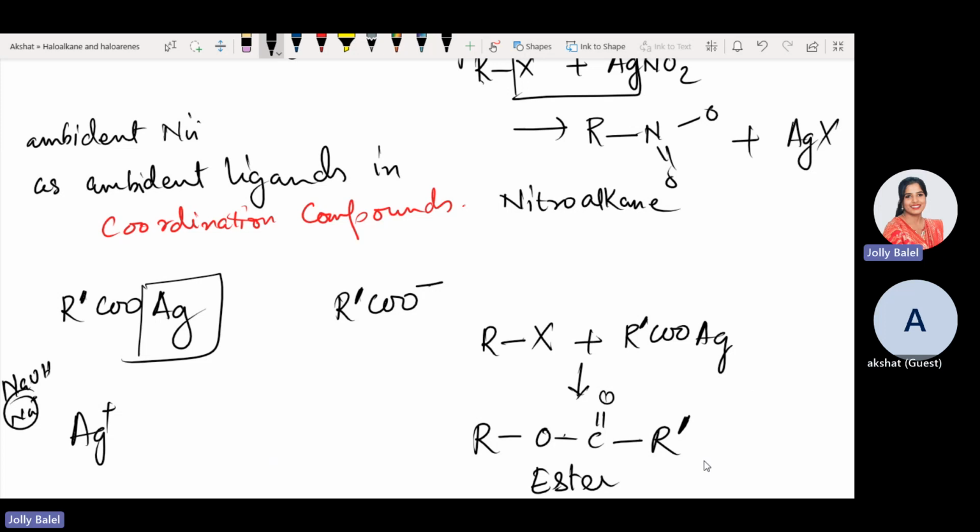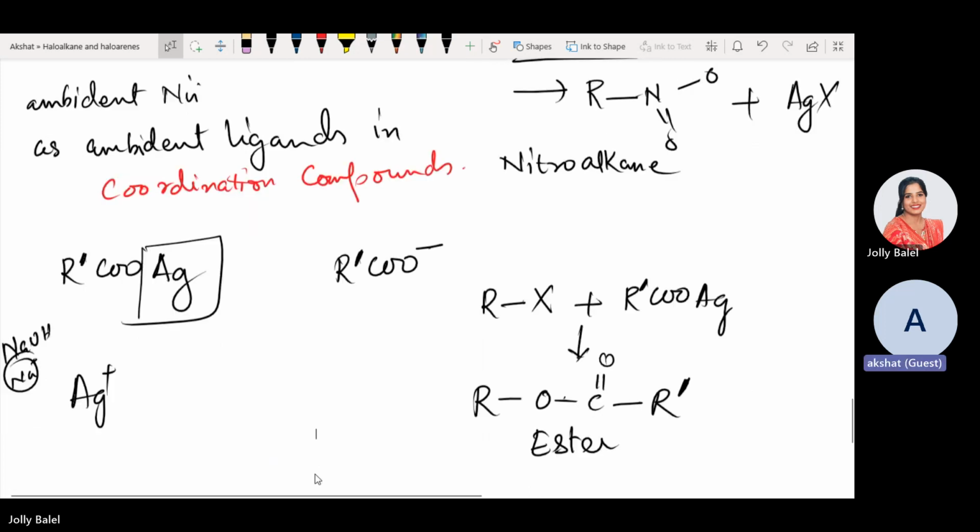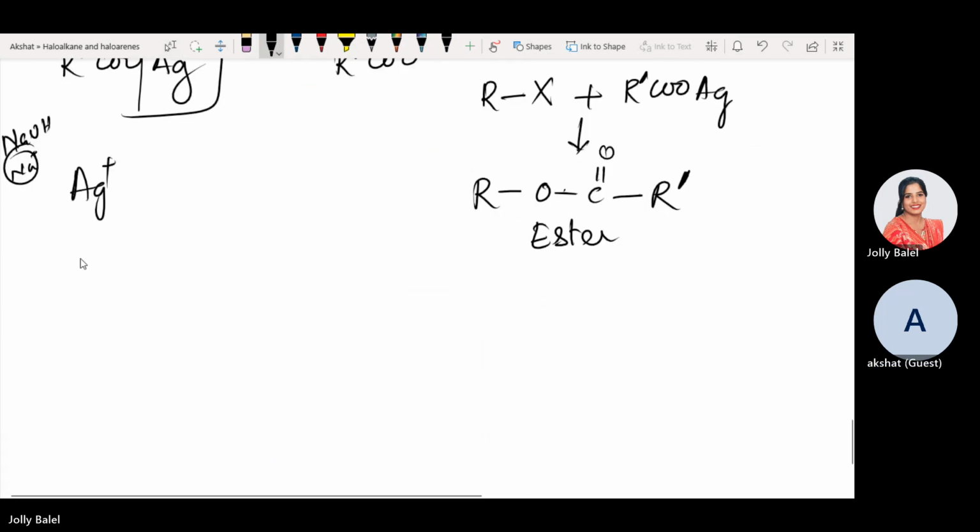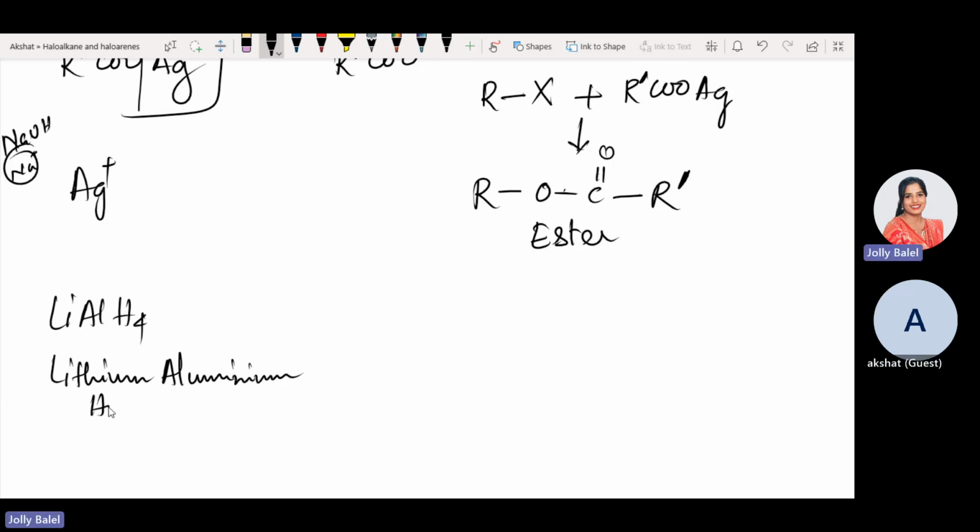Okay, next one, lithium aluminum hydride. You will also read it in the upcoming chapters as a reducing agent. Lithium aluminum hydride means reducing agent.